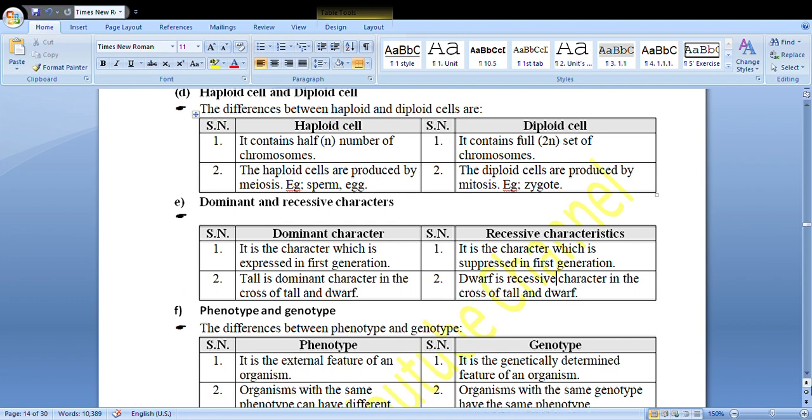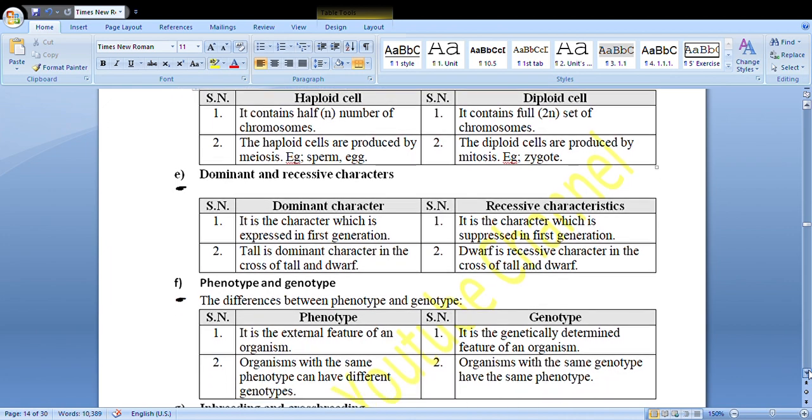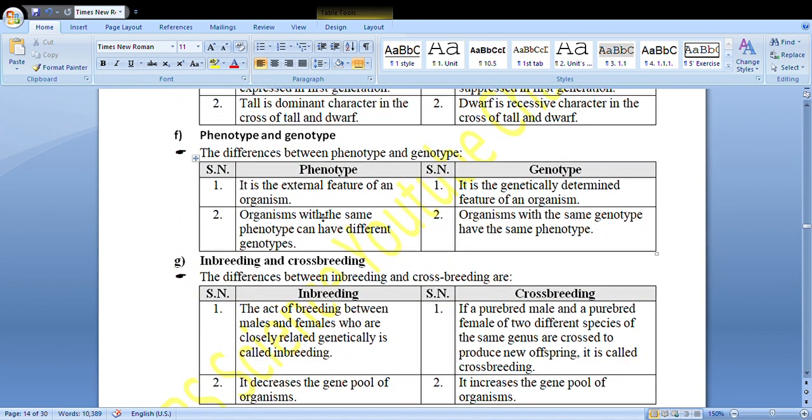Phenotype and genotype. Phenotype is the external feature of an organism. Genotype is the genetically determined feature of an organism. Organisms with the same phenotype may have different genotypes. Organisms with the same genotype have the same phenotype.